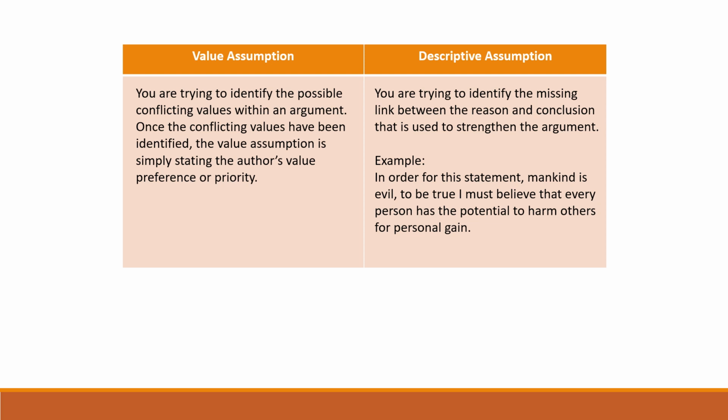So if you look at the example I provided, in order for this statement, mankind is evil, to be true, I must believe that every person has the potential to harm others for personal gain. Now, the key phrase here is I must believe. It doesn't mean you believe that every person has the potential to harm others for personal gain, but in order for the statement mankind is evil to be true, this is what you must believe. However, as a critical thinker, now you're going to say, well, do I really believe every person has the potential to harm others for personal gain? If you say, no, I don't believe that, then this statement is not true, or it weakens the argument.